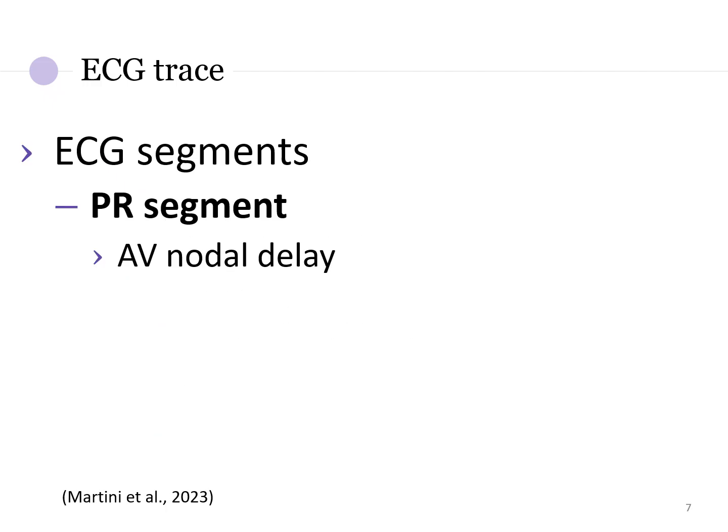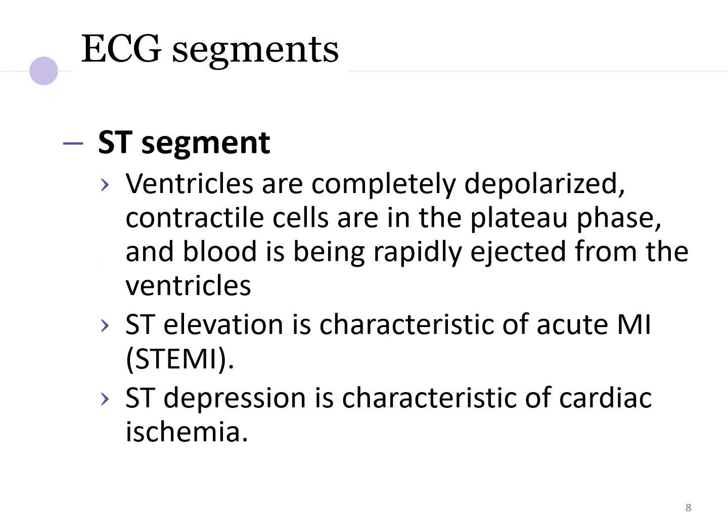For the ECG segments, we have the PR segment, which is the AV nodal delay, whenever there is travel between the atrium and the ventricle. Between atrium and ventricle, there is a kind of station, the AV node, and the delay happens in the middle between atria and ventricles. The ST segment is when the ventricles are completely depolarized, and the contractile cells are at the plateau, which we will come to in a subsequent slide.